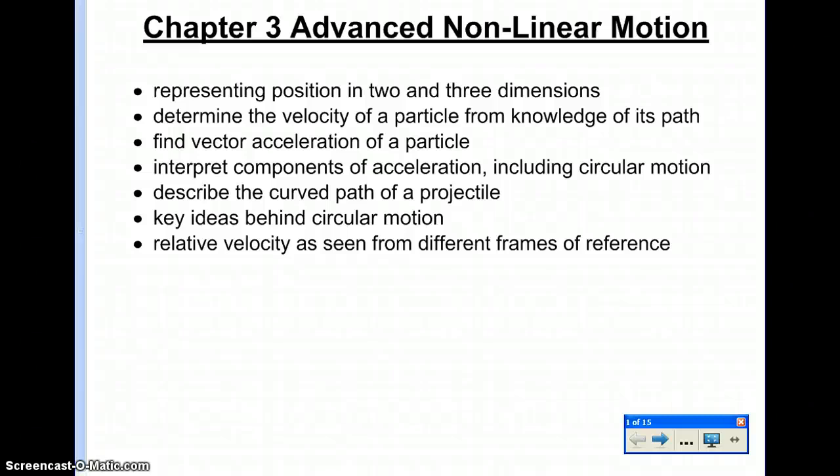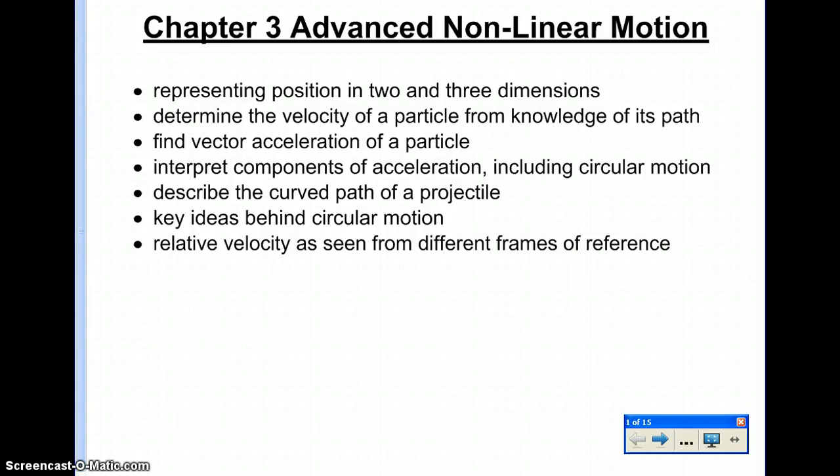Hello AP Physics students. In this video we're going to be talking a little bit about the concepts in Chapter 3, which covers some advanced nonlinear motion. Of course we'll be talking about this a little bit in class as well, but these are some of the basic things that you can go back and look at again and again.